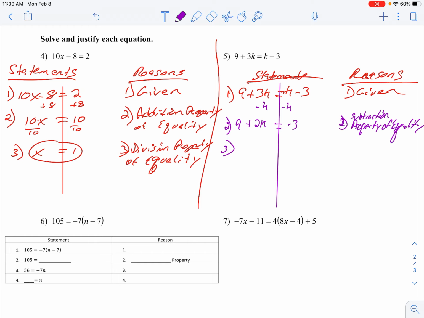Then I get all the k's on the left. I need to go through and move everything else to the right to get k by itself. It's 9 plus 2 times k. So I need to subtract 9 from both sides. Right, Luke? I'm left with 2k there. And negative 3 minus 9, watch your signs, gives me a negative 12. And again, I use the subtraction property of equality.